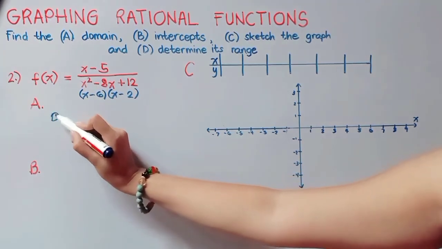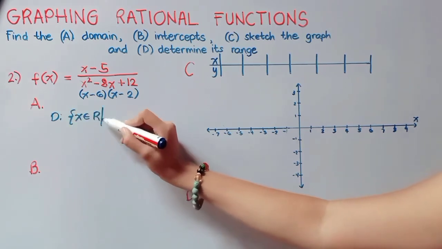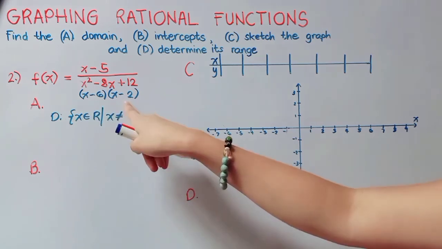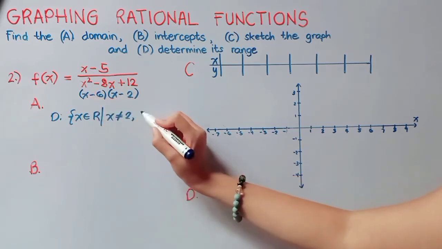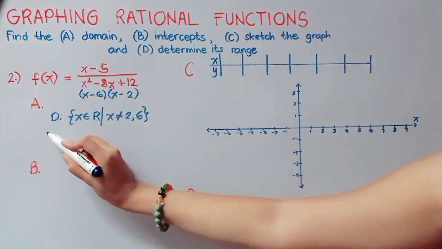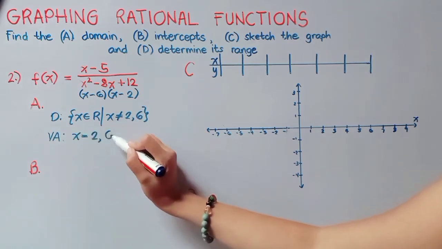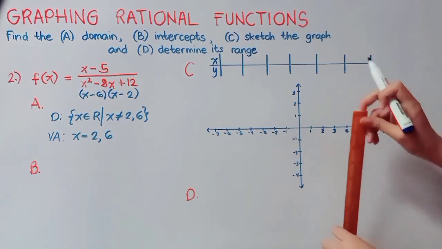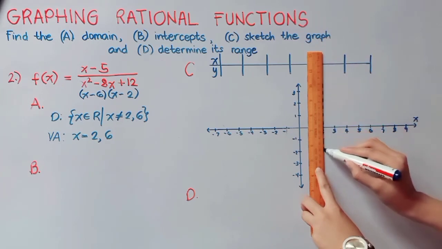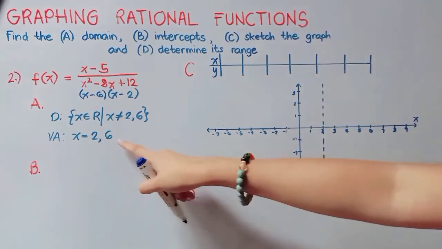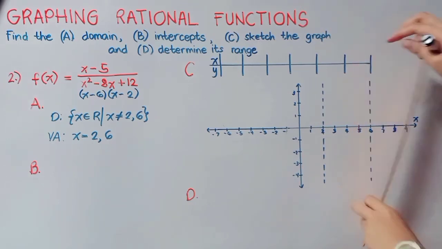So our domain here: x is an element of real numbers except those values which will make our denominator 0, which are positive 2 and positive 6. Therefore, our vertical asymptotes are x equals 2 and x equals 6. So we will be plotting our asymptotes here. First is x equals 2 and the other one is x equals 6.